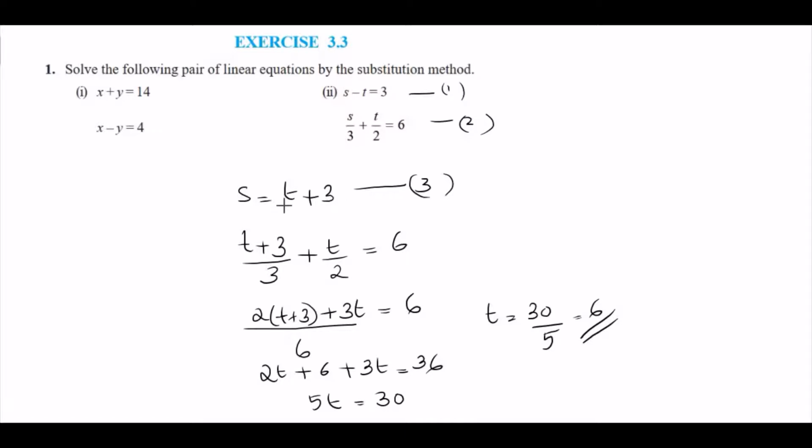Now when you substitute the value of t here, you get s is equal to 6 plus 3, that is equal to 9. So the value of t is 6 and the value of s is 9. You just substitute and see. 9 minus 6 is 3. Similarly, 9 by 3 is 3 plus 6 by 2 is 3. So 3 plus 3 is 6. That is, you have got the correct answer.